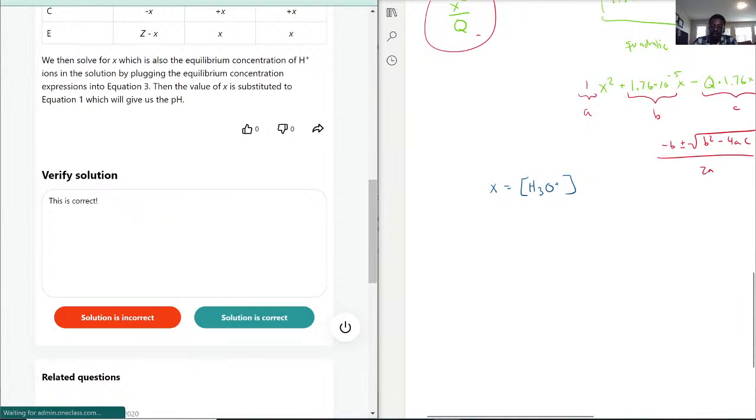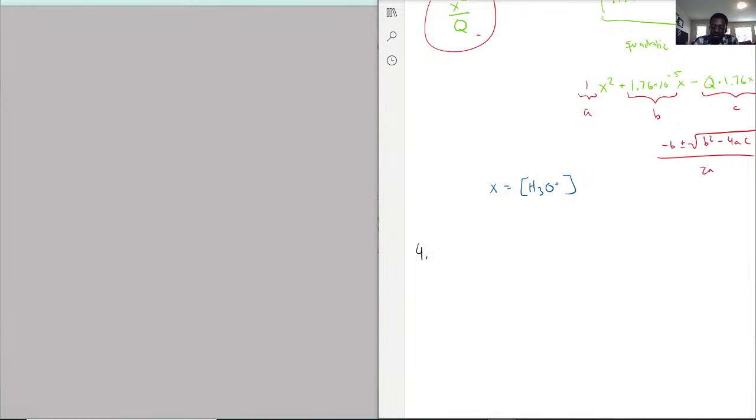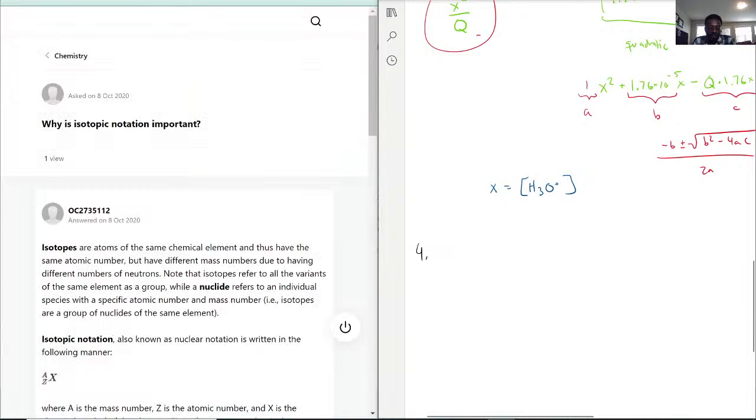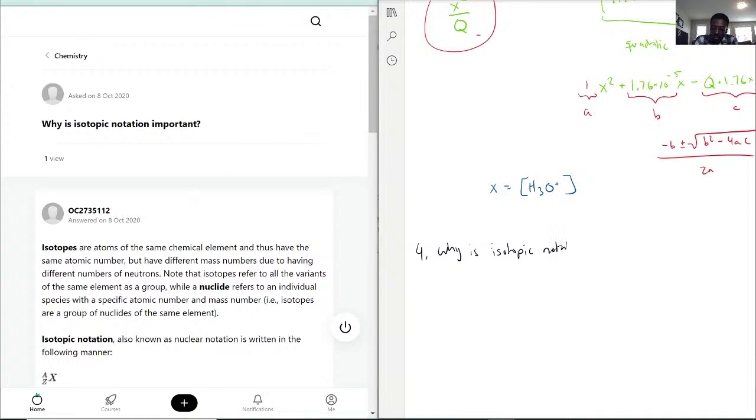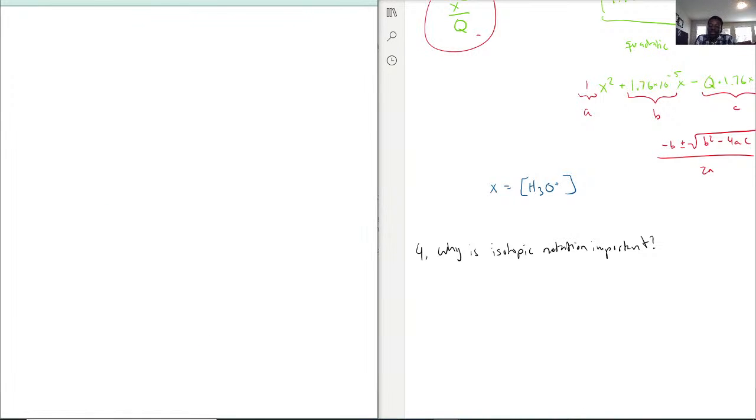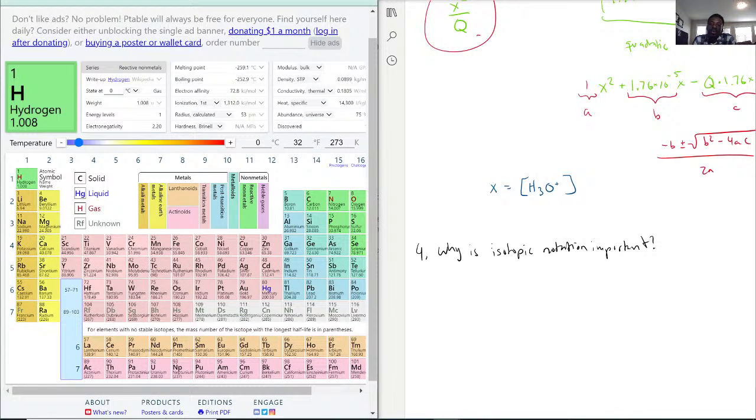So let's go on to question 4. Why is isotopic notation important? Okay, so this question is fairly loaded, because to understand why isotopic notation is important, you have to understand what isotopes are.